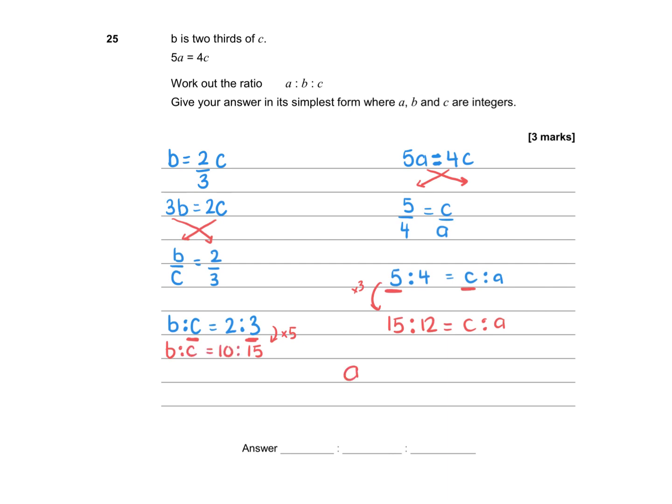So altogether, A to B to C, which I can now compare because they're all in the equivalent of C: A is 12, B is 10, and C is 15. There we go, done. 12, 10, 15. I'm sure there are other approaches you can also take. That is just the way that I would do this because I like to think about fractions turning into ratios.